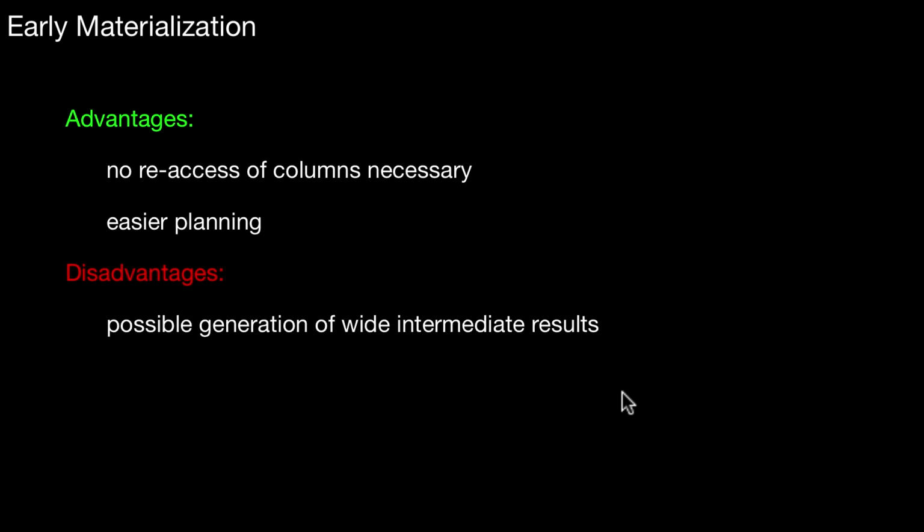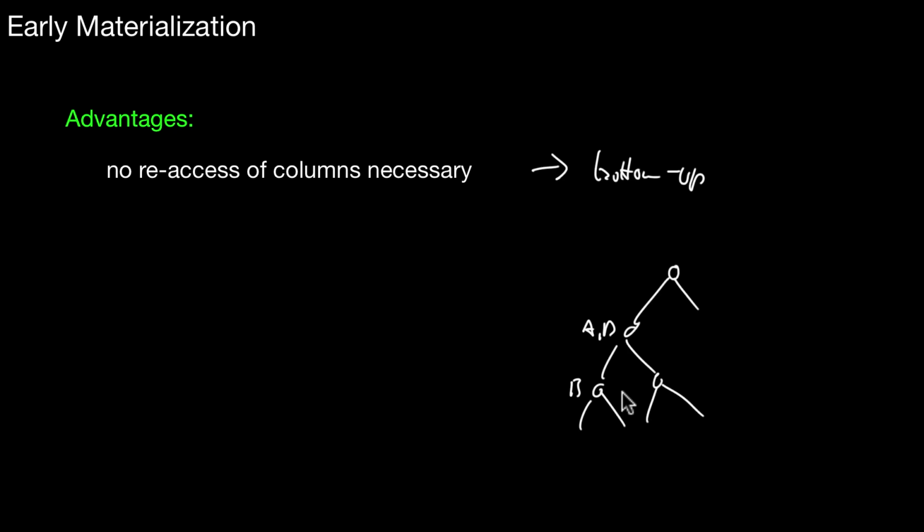Disadvantages are possibly you might generate very wide intermediate results. So if you go back to this example, if you fill in all those column values already early on and then later on you only look at very few of those values, well then why did you read it in the first place? So you might be reading a lot of data here. You might be reading all of the column entries even though later on you discard most of it. So that's not the most efficient way of doing that.